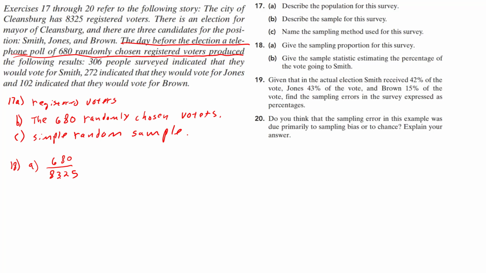19. Given that in the actual election Smith received 42% of the vote, Jones 43% of the vote, and Brown 15% of the vote, find the sampling errors in the survey expressed as percentages. So for Smith, we calculate the actual 42 minus the sample 45, and we get negative 3%.